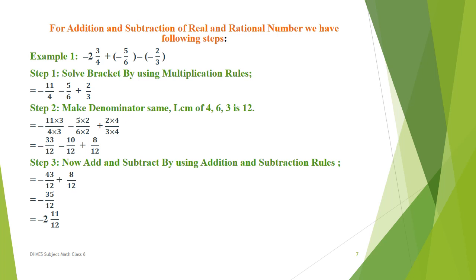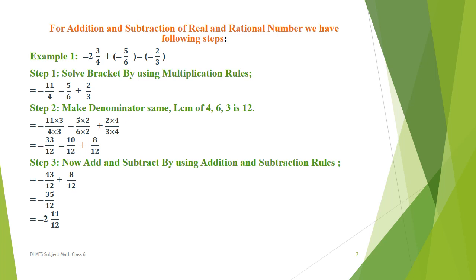So to convert 4 into 12, we multiply numerator and denominator by 3. To convert 6 into 12, we multiply numerator and denominator by 2. To convert 3 into 12, we multiply numerator and denominator by 4. So 3 multiplied by 11 gives minus 33 by 12, minus 10 by 12, plus 8 by 12.